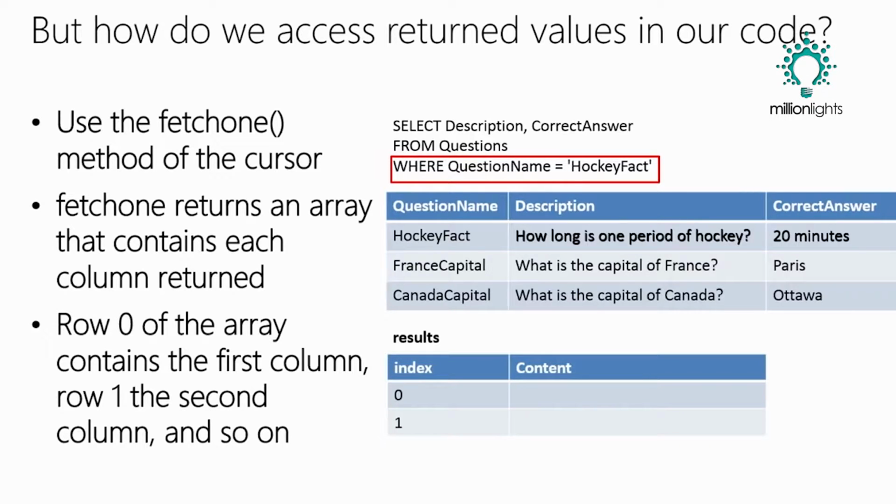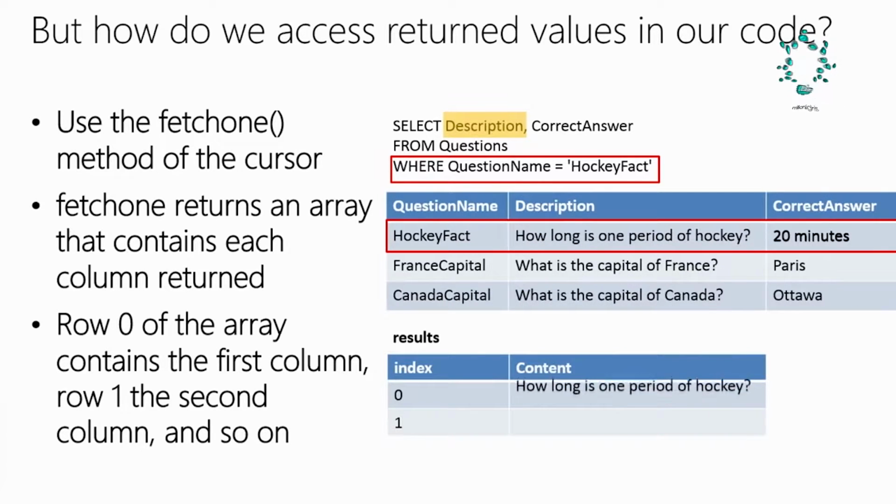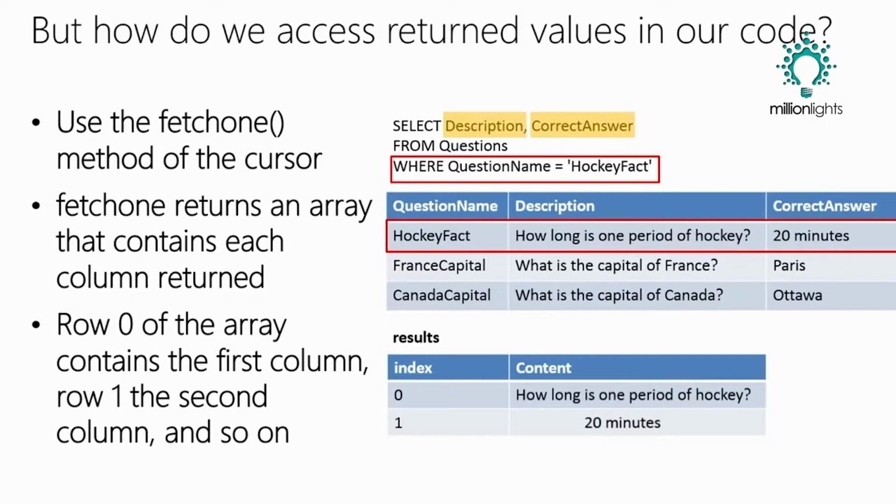So I say, get me the record where question name is hockey fact. And so it goes and gets the record, which has a question name of hockey fact, and I asked for description and correct answer. So it takes the description, that was the first column I asked for, so that goes in the first row of the array. Because the second column I requested was correct answer, that goes into row 1 of the array. Remember, indexes start at row 0. That's a little confusing when you're not used to it, but the more you work with select statements, it will become second nature after a while.